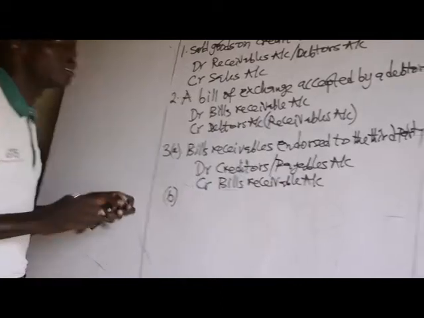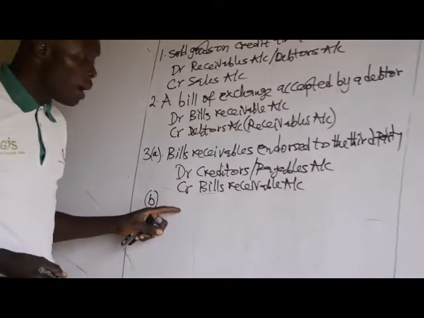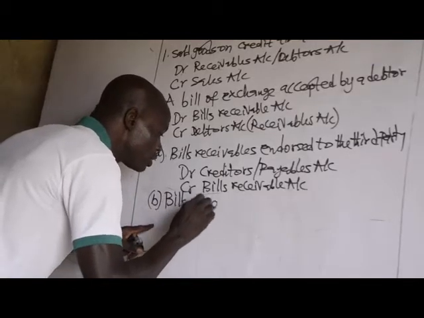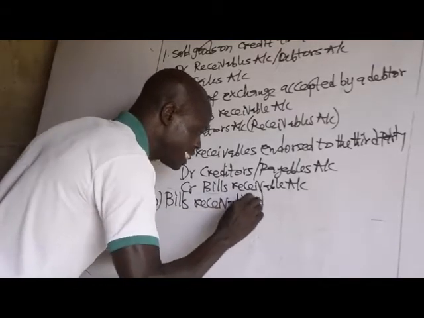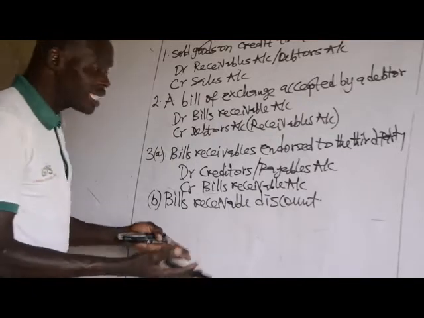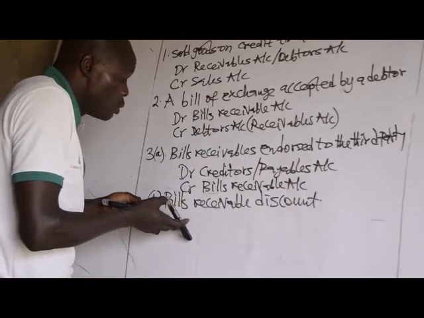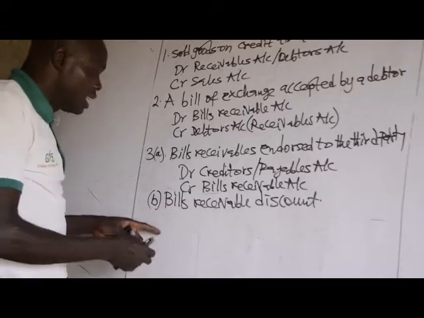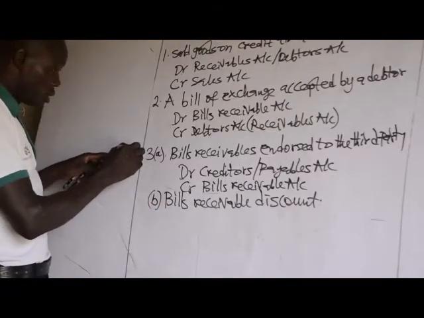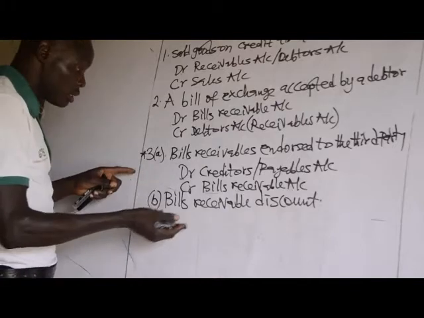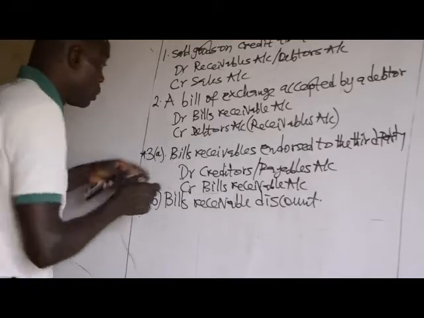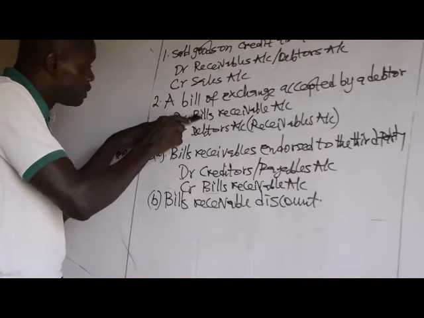Another option is that the creditor might decide to discount the bills. Bills receivables discounted. Where he discounted the bills, that means he agreed to accept a lesser sum in lieu of the face value of the bills. These bills will be tendered. That means if the bills receivables is discounted, this one will not be there. It cannot be endorsed. So either of the three options I'm about to examine will be applied.